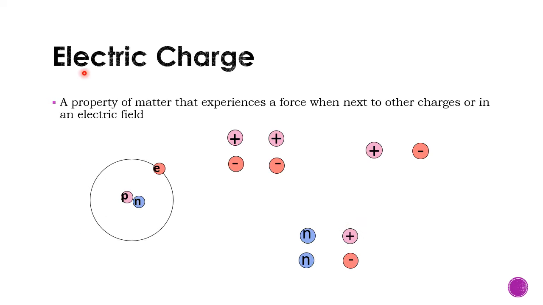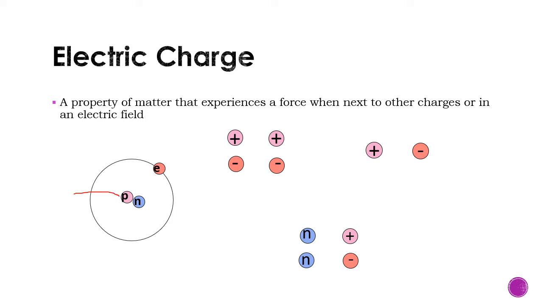First things first, electric charge. What is an electric charge? It's a property of matter that experiences a force when it's next to other charges or in an electric field. But what does that mean? If you remember, the structure of any atom includes a nucleus, and inside the nucleus there are protons and neutrons, and outside there are electrons.